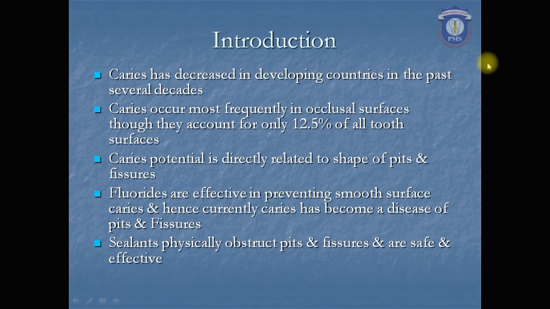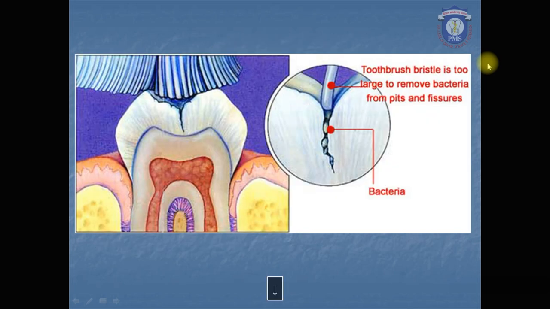Caries has decreased in developing countries in the past several decades. Caries occurs most frequently on the occlusal surface, which accounts for only 12.5% of all tooth surfaces. Caries potential is directly related to the shape of pits and fissures. Fluorides are effective in preventing smooth surface caries, and hence currently caries has become a disease of pits and fissures. Sealants physically obstruct the pits and fissures and are safe and effective.